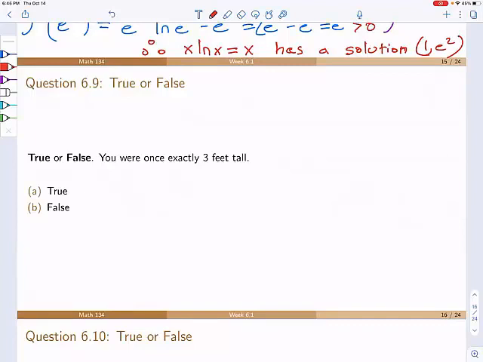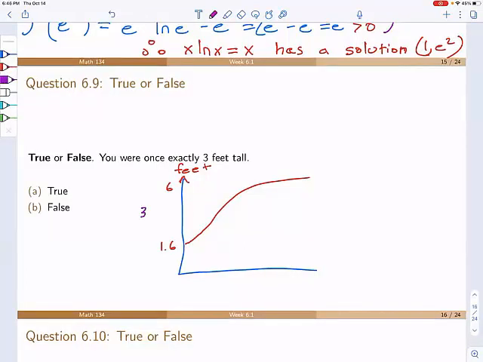So I have some fun little representations of the intermediate value theorem. This one says, you're once exactly 3 feet tall. So if we just picture the average type of person, maybe you start at like 20 inches when you're a baby, and then you have a little bit of a growth spurt and then it tapers off, and maybe the tapering off point is, let's say, at 6 feet. So this axis here is in feet. At some point in between that, there's a number that is 3 feet.